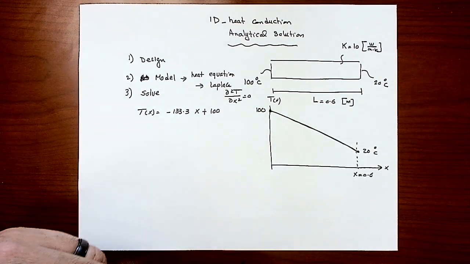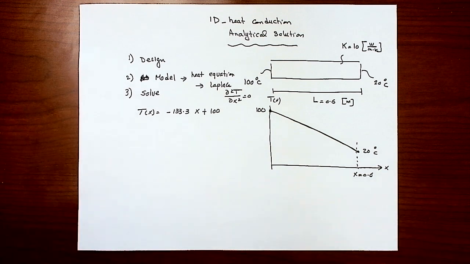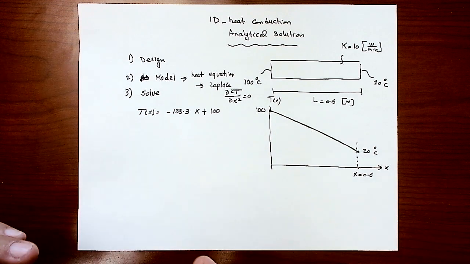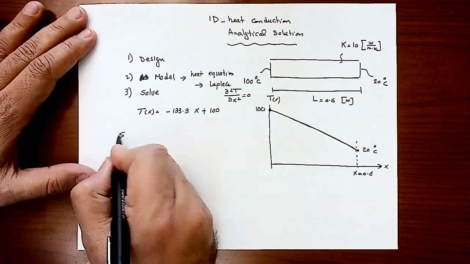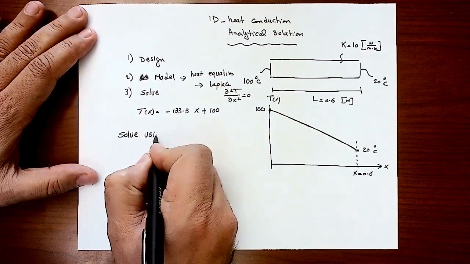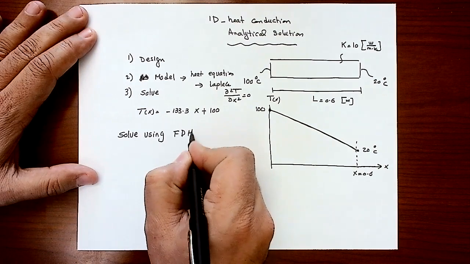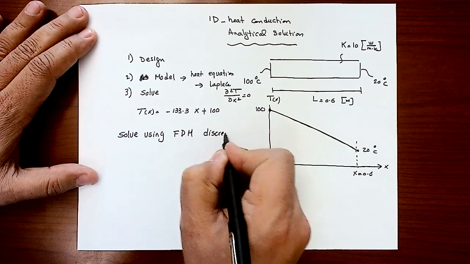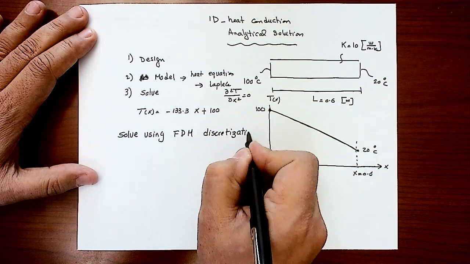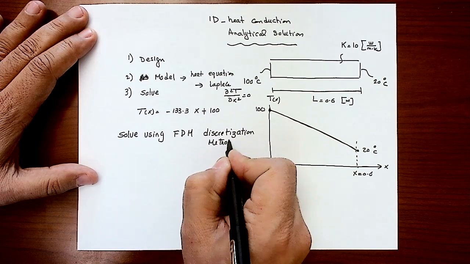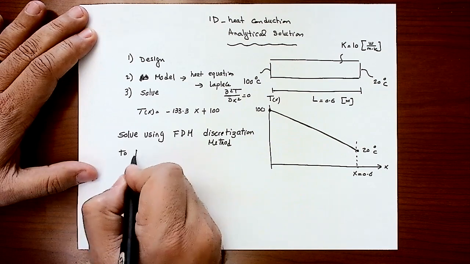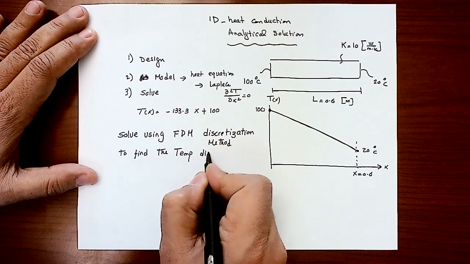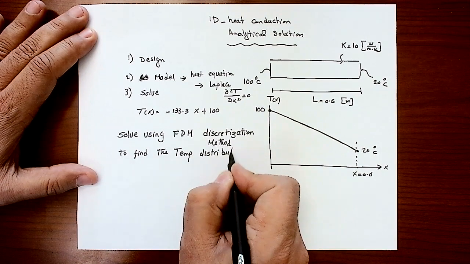Now, I would like to do that using the CFD technique, the discretization technique. I would like to approximate that and numerically solve the problem. Again, we are focused on the finite difference method here. So I'm going to solve using the finite difference method scheme or approximation, a discretization method, to find the temperature distribution along the bar.